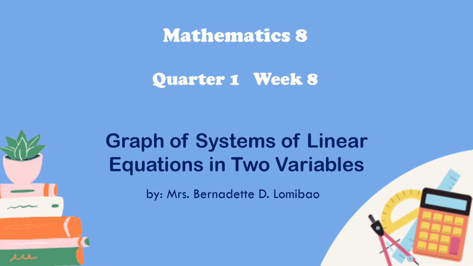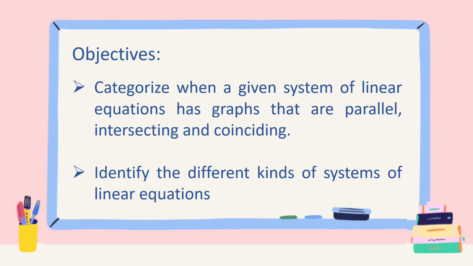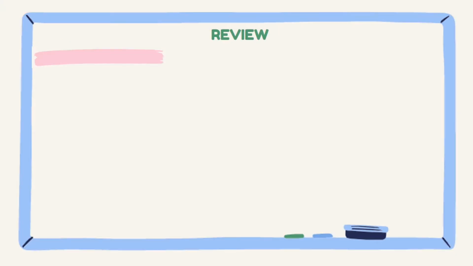For today's lesson, I will discuss with you the graph of systems of linear equations in two variables. Here are our objectives. Categorize when a given system of linear equations has graphs that are parallel, intersecting, and coinciding. Identify the different kinds of systems of linear equations.